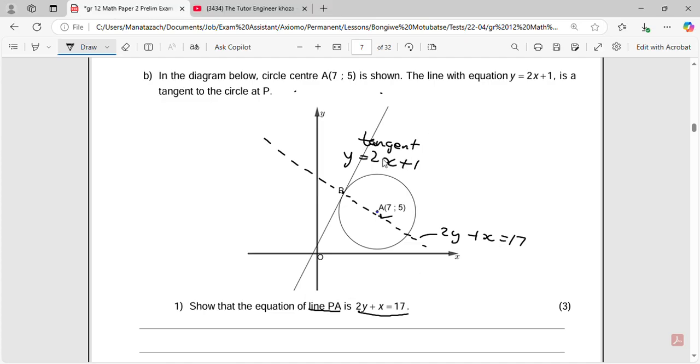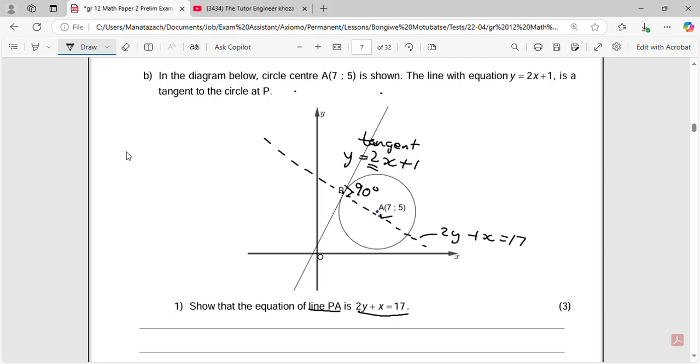So the first thing that you need to recognize is we're told that this is the tangent and A is the center of the circle. So that means the tangent and the radius PA, they are perpendicular. So that's 90 degrees there. So that's the first thing we need to recognize. So if the two lines are at 90 degrees, it means we can use the information of the tangent, particularly the gradient of the tangent, which is 2, to find the gradient of this line, PA.